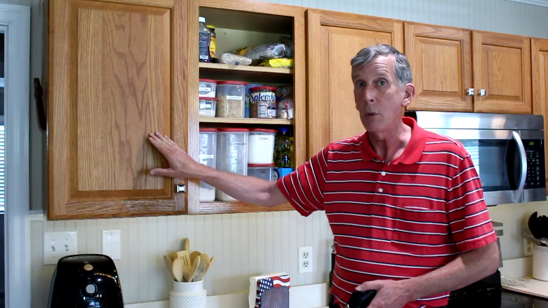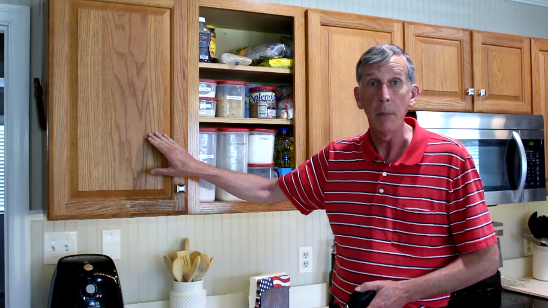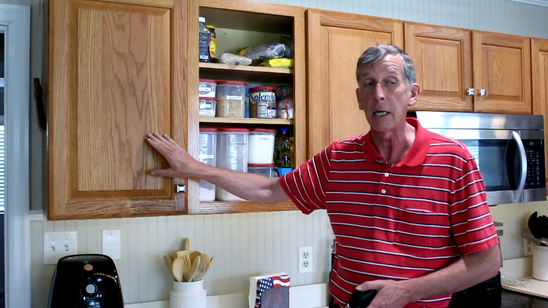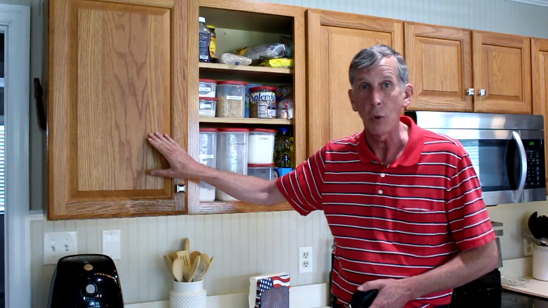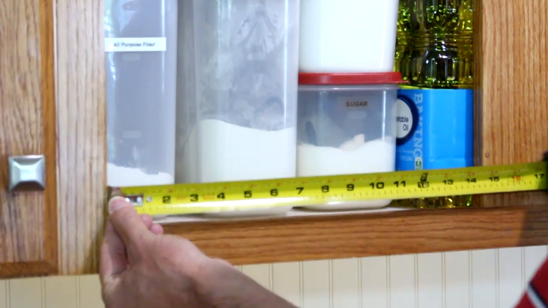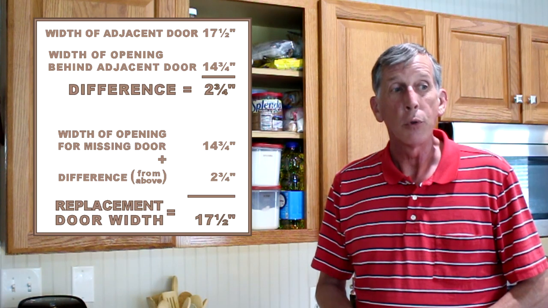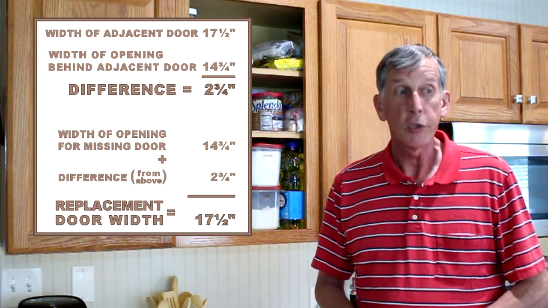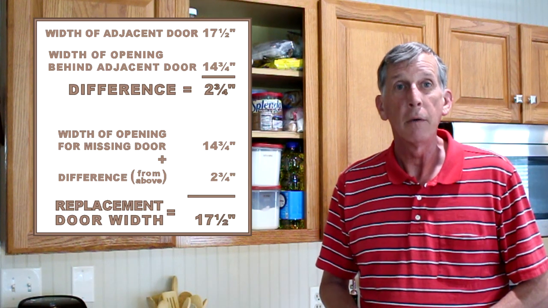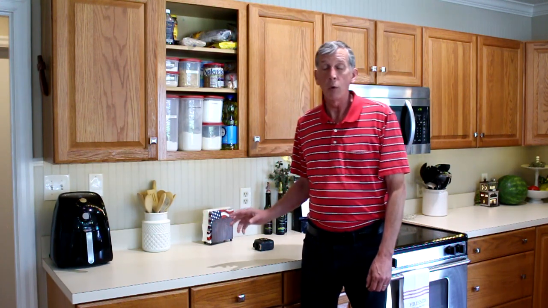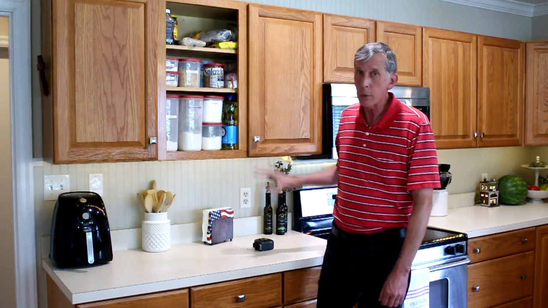Now all we have to do is measure the width of the opening for the missing door and add 2.75 inches to that to get the size of the replacement cabinet door. The opening is 14.75 inches. If you add 2.75 inches to that, you come up with 17.5 inches wide for the width of the replacement cabinet door. That relationship between the width of the door and the width of the opening behind it should be the same throughout the entire set of cabinetry.